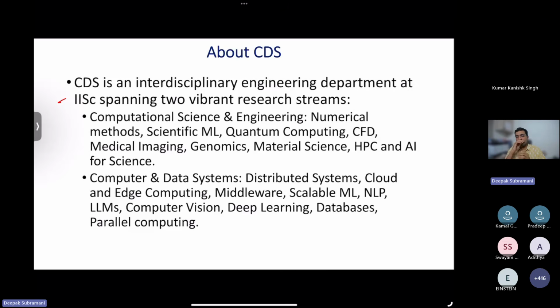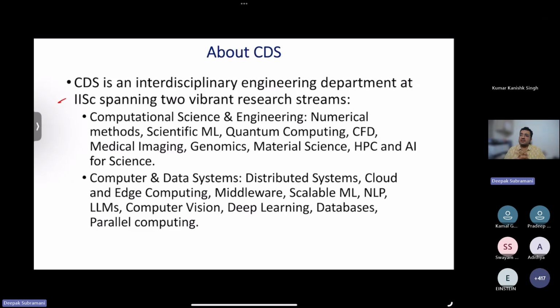And in this admission cycle, there are 5 labs in this computer and data systems stream that are accepting students. These labs only accept students with an EECS, circuit branch background, right? So you must have a BTech or an undergraduate degree in electrical engineering, electronics and communication, IT, data science, AI, those types of fields, right? So you must have a BTech in that.